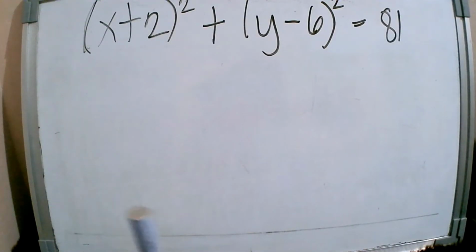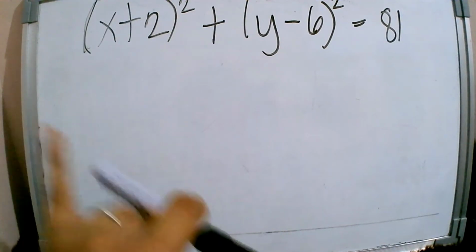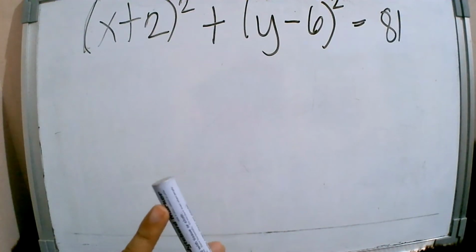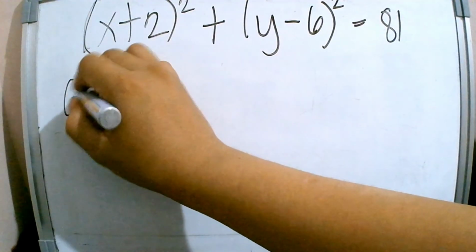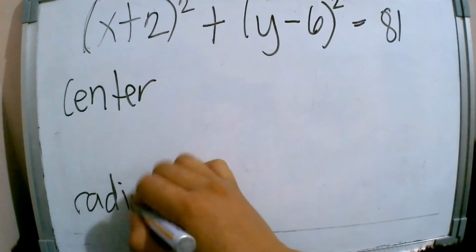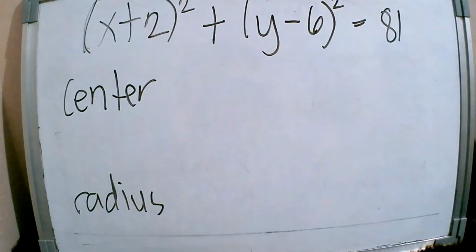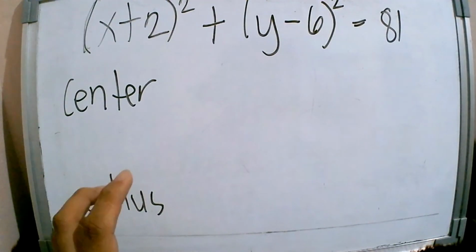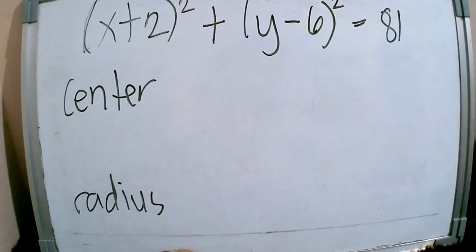Example number 3. This is a different one. In this example, we have already the equation of the circle. What we are asked is to find the center and the radius. As I said before, standard form is also called the center radius form because we can easily determine the center and the radius.